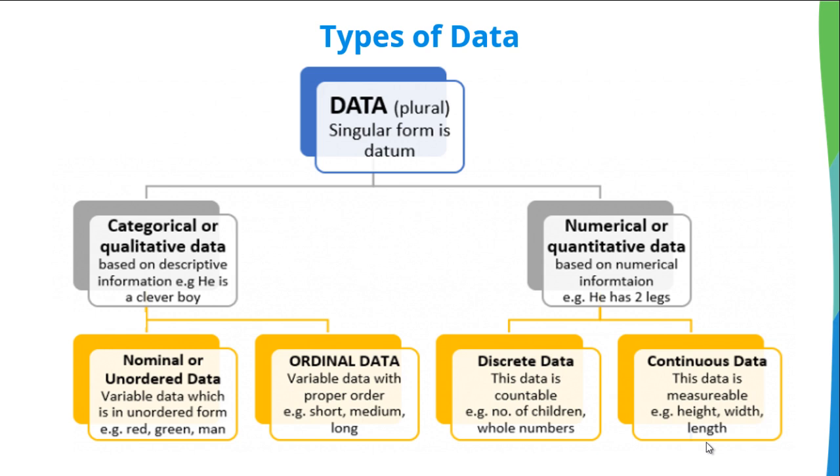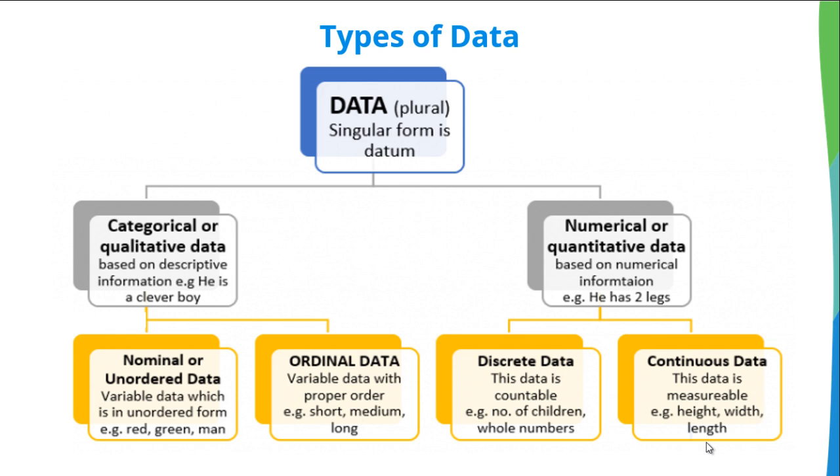Under that, we could have nominal or ordinal. The word nominal means that the data is not ordered. It is variable data in unordered form, for example red, green, male, female. They are not in order. Red, green, blue can be the variable color, and male, female can be gender. They are different from ordinal. They are both categorical, but one is nominal, while the other is ordinal.